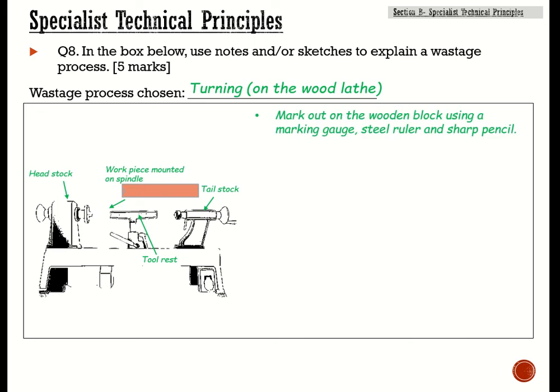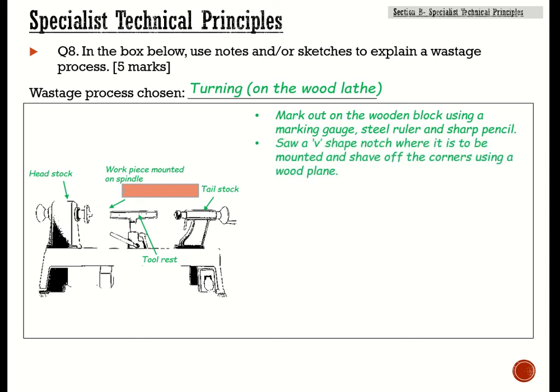Always mention marking out. For example, using a marking gauge, steel ruler, sharp pencil. Whatever the process is you're describing, you're probably going to have to say marking out first of all. For turning, you need to saw the V-shaped notch in one end where it's going to be mounted on the spindle. You also have to shave the corners off using a wood plane.